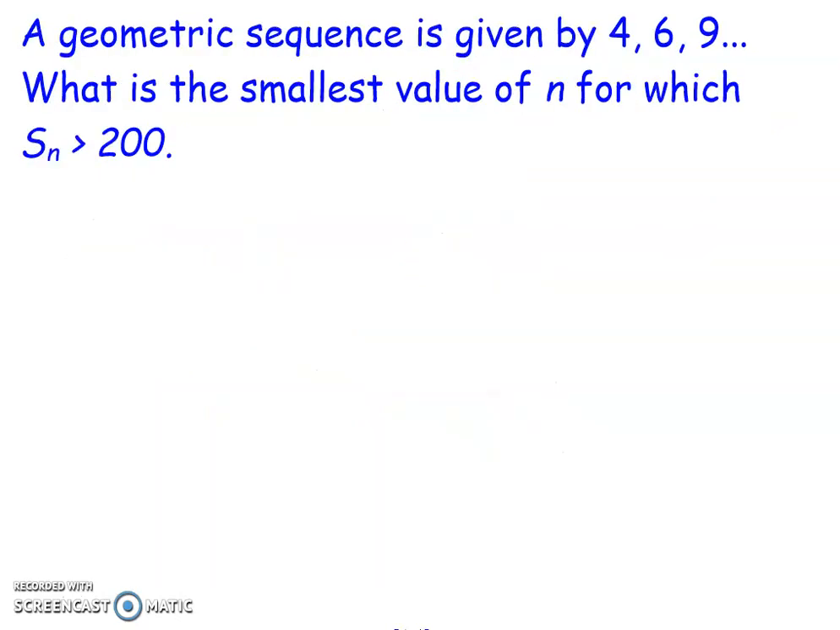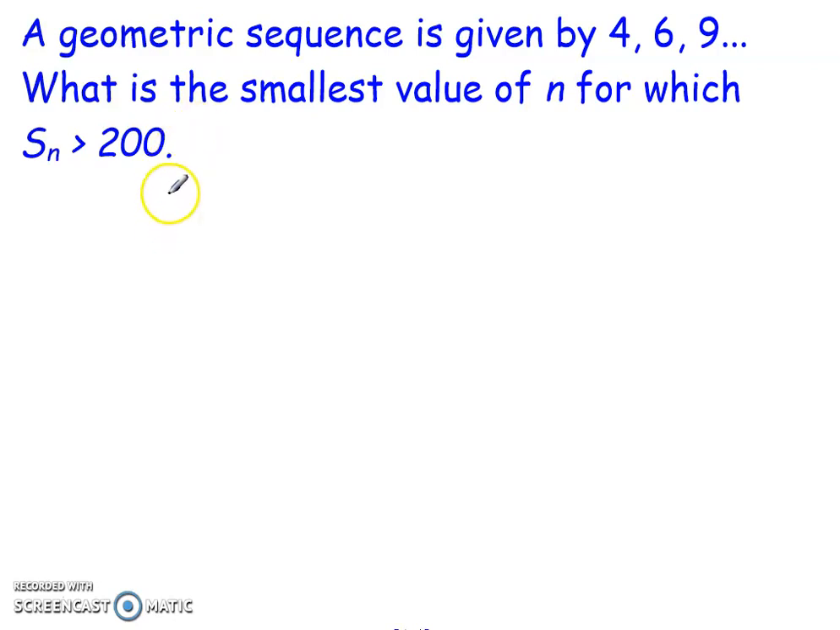Let's imagine then I give you a geometric sequence and it's given by 4, 6, 9, and it continues on. I want to know the smallest value of n for which Sn is greater than 200. So the sum up to that number of terms is bigger than 200. Now we did similar ones like this with arithmetic sequences as well. What we have to do is figure out the condition where our formula for the sum exceeds 200.